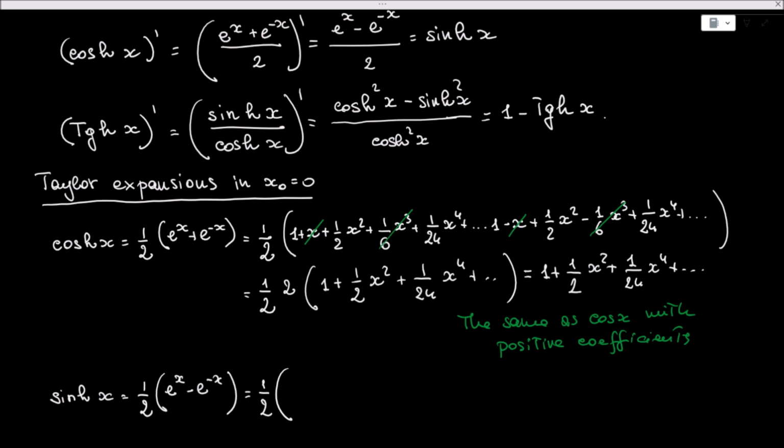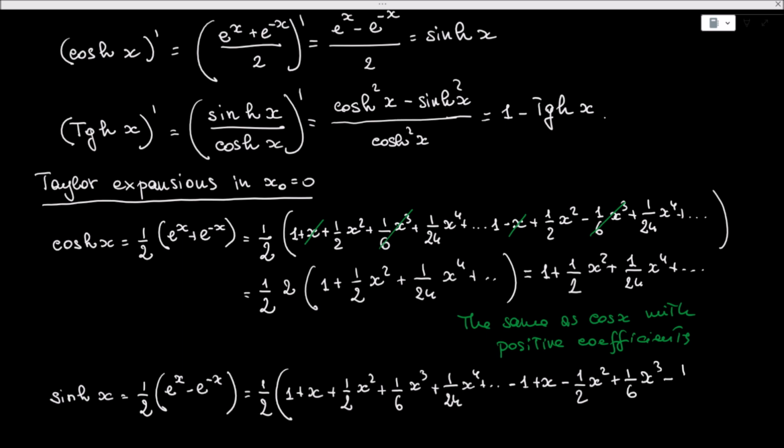First we have the expansion of e to the x, which is 1 plus x plus 1/2 x to the square plus 1/6 x to the cube plus 1/24 x to the 4th, so on and so forth. And then we have to subtract the expansion of e to the minus x. So we have minus 1 plus x minus 1/2 x to the square plus 1/6 x to the cube minus 1/24 x to the 4th, and so on and so forth.